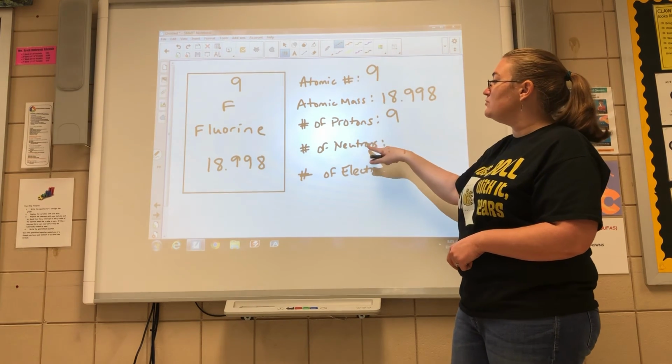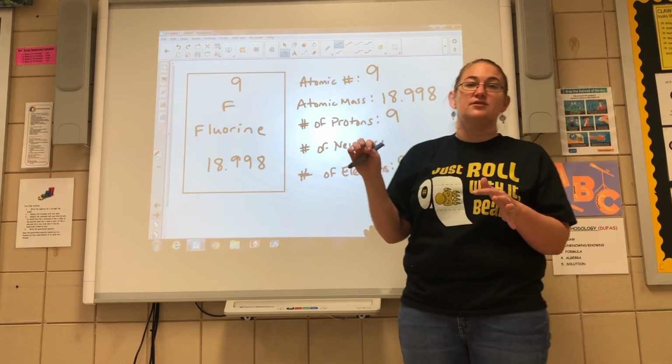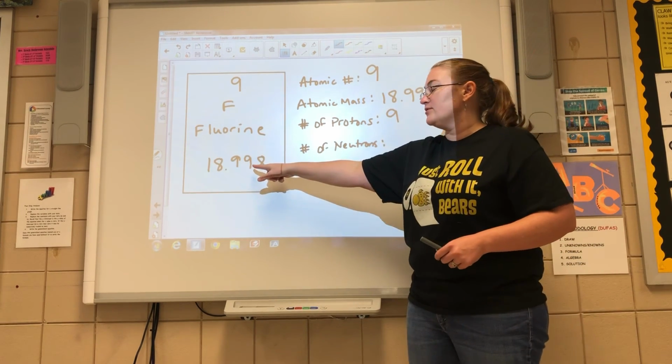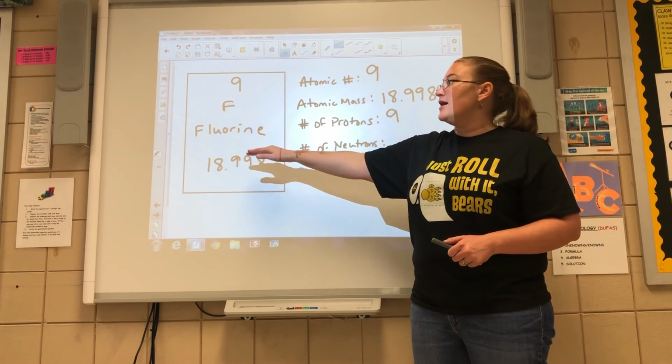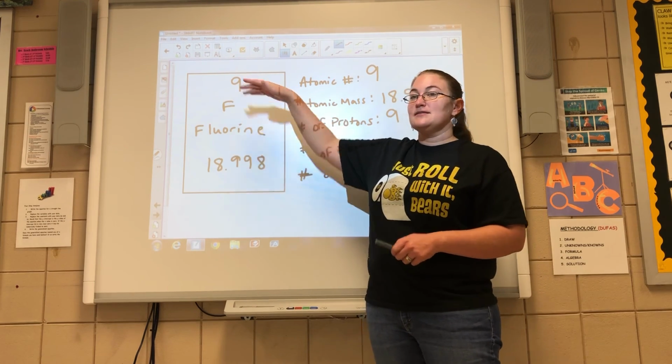So now I've got to do neutrons. That's when my subtraction comes in. So round this. What would that round to? 19. And 19 minus 9 is 10. 10.